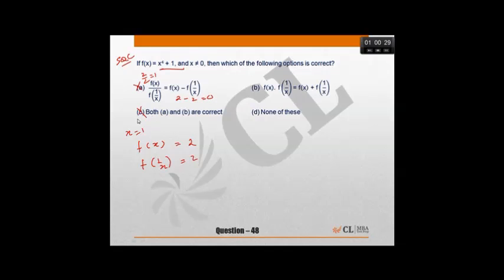That means this can also be incorrect. This one is 2 into 2, and this is 2 plus 2. So choice B is correct, but there are none of these also. So just to be safe, let me take x equal to 2.